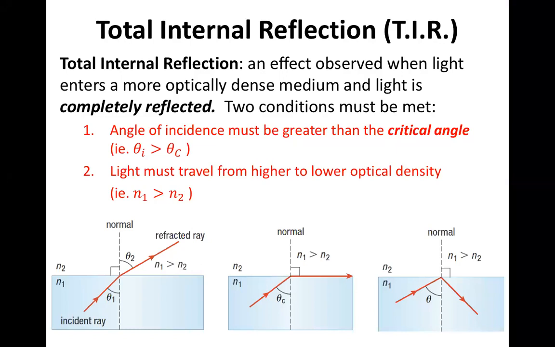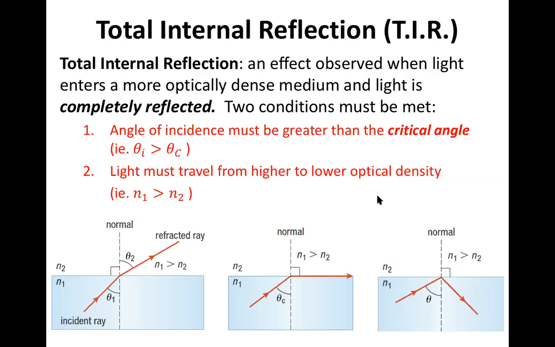Okay, this is our last topic here: total internal reflection. It is the effect observed when light enters a less optically dense medium and light is completely reflected. So this is a diagram where you have total internal reflection. Whatever this angle is, it's a special angle and a special combination of media such that the light does not escape. It just bounces, as if this was the surface of a mirror.